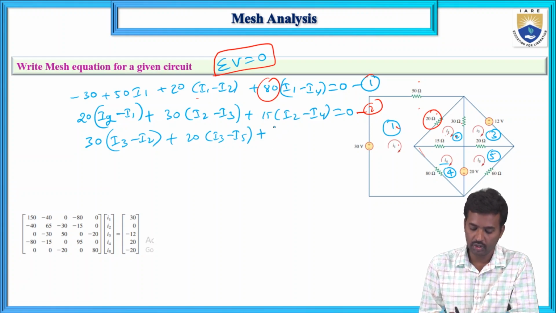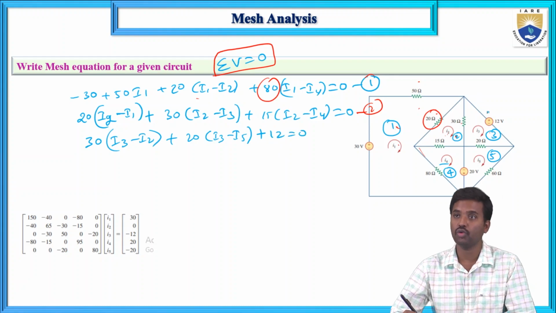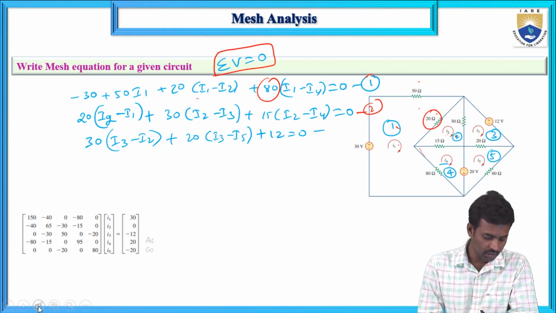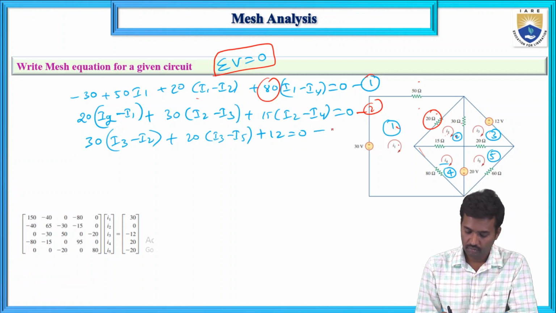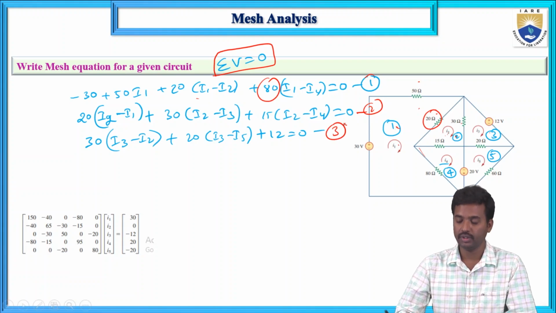12 equals 0 plus 12 equals 0. Current is flowing from the positive terminal to the negative terminal, so that equals 0. That is equation number 3. So now we have 3 meshes.